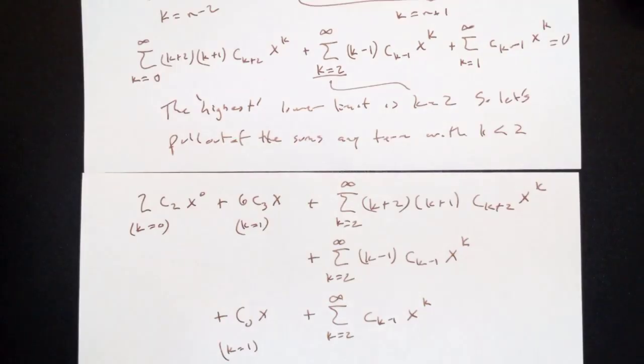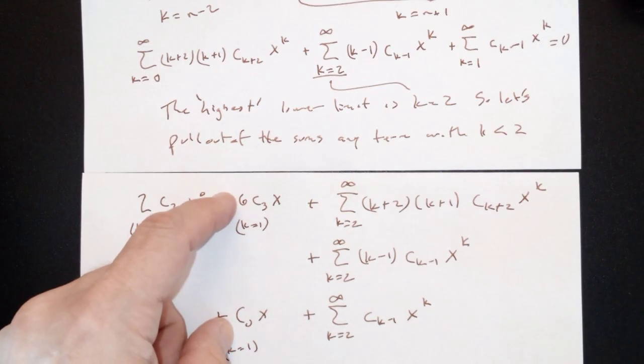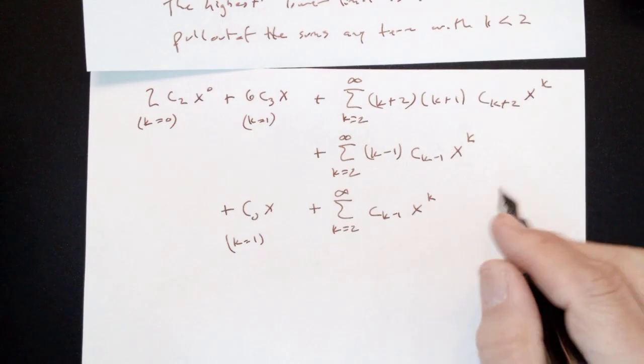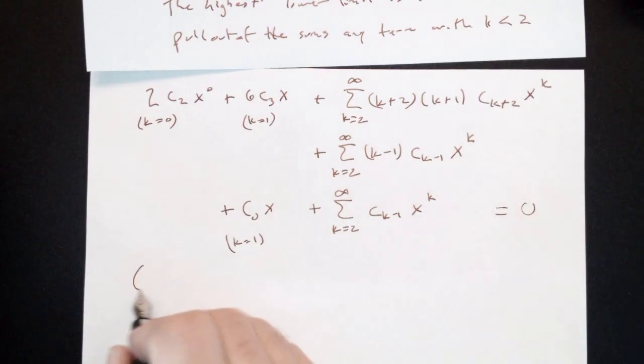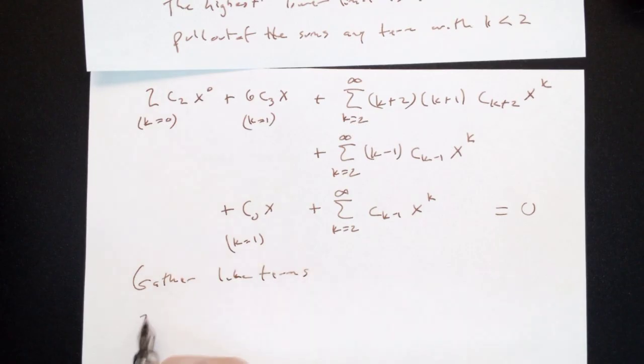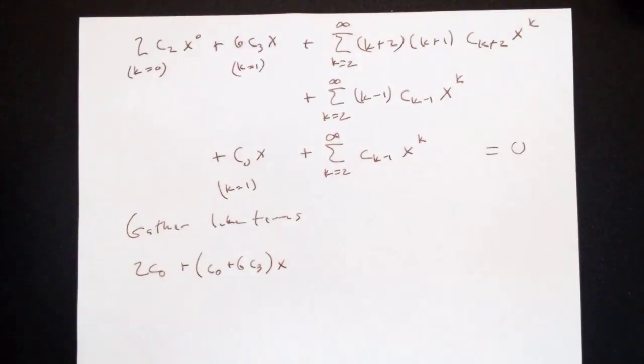Now here's the best part. I can gather my like terms. I even lined stuff up for us. This is the only x to the 0 term. This is the only x to the first term. Everything from 2 up is in here. So really, when I combine my like terms, I get 2c0 plus c0 plus 6c3 x plus a giant sum.